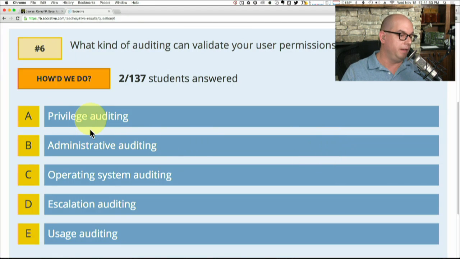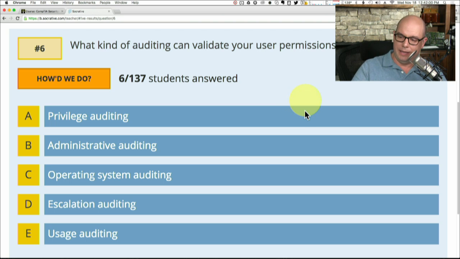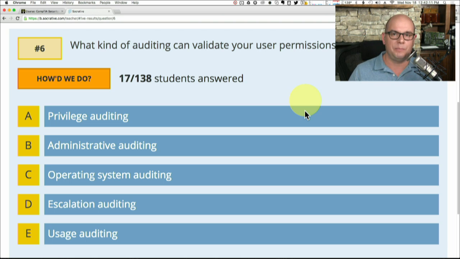Would it be A, privilege auditing? B, administrative auditing? C, operating system auditing, D, escalation auditing, or E, usage auditing? This is one of those that's really a purely security administrative function. And you're going to get a lot of those on the exam because the exam does go through process and procedure. In fact, a lot of network security is process and procedure. A lot of people think that network security is doing penetration tests and trying to hack into a system. And such a very tiny, minuscule amount of what network security is something like that.